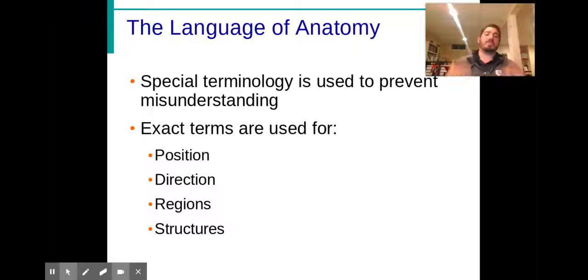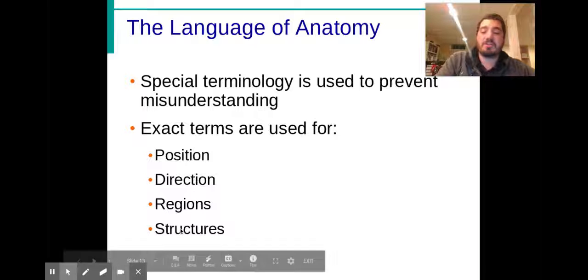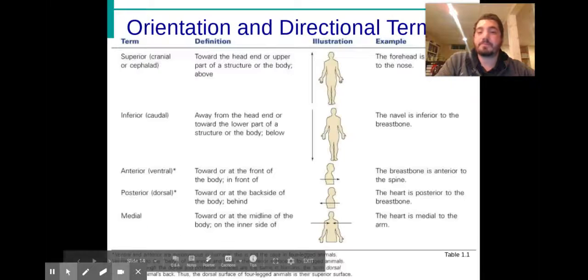Okay, so we know the systems, but how do we talk about the human body? And like we said, we use this terminology to prevent misunderstanding, okay? If we are talking to each other and say, oh, I'm looking at that thing below this, but to the left of that one, that's not really specific, okay? We need to use specific anatomical language to describe what we're looking at, and even more so if you're in the medical field, right? Make sure you're taking out or touching or testing the right thing. And we use these terms for position, direction, regions, and structures.